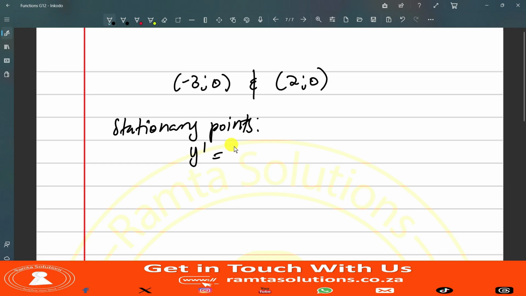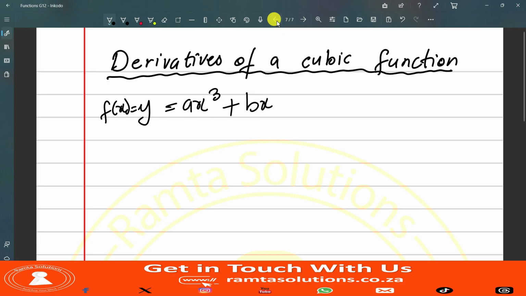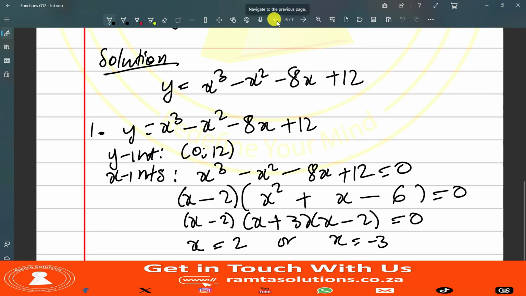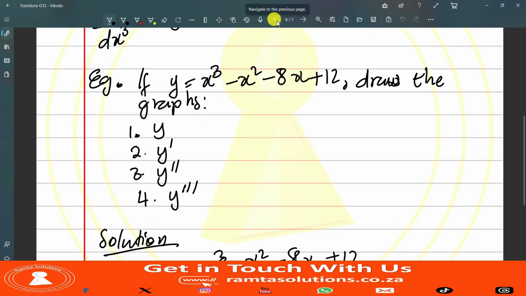So we said y prime was 3x squared. Will it be? Yes. Let's go back to check. So maybe let's just do it here. Y prime will be 3x squared minus 2x minus 8, isn't it?